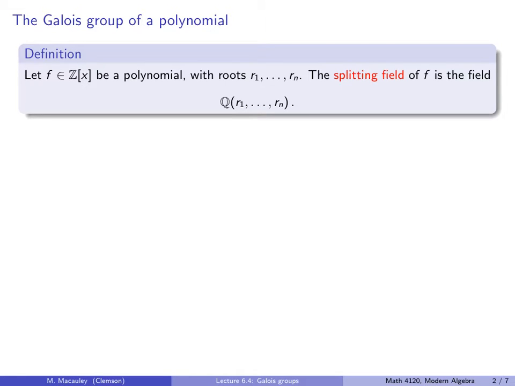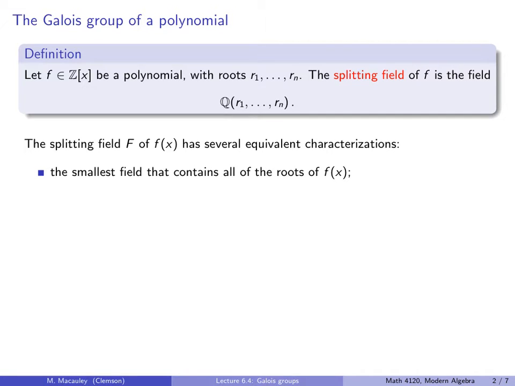Doesn't matter. Then the splitting field of f is, by definition, the field Q, the rationals, adjoined all of those roots. So it is the smallest extension field of Q that contains all of the roots of the polynomial. Now, the splitting field, let's call it capital F of the polynomial little f, has several equivalent characterizations. First, as I said, it's the smallest extension field of Q that contains all of the roots of the polynomial.